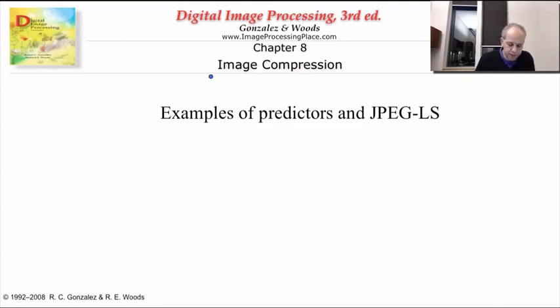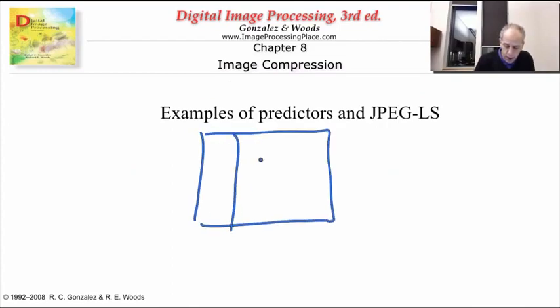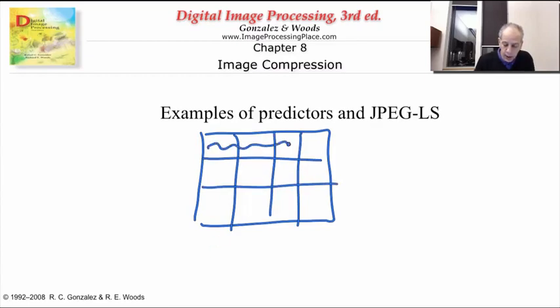So let's just illustrate a couple of possible predictors. So we have our image, and we're going to basically draw predictors. Again, let's assume that all these have been encoded, and let's just consider now that what I want to do is predict this pixel. So one thing I can do is predict it based on the past, just on this pixel. So I can say that I predict this to be f of x minus 1, y.